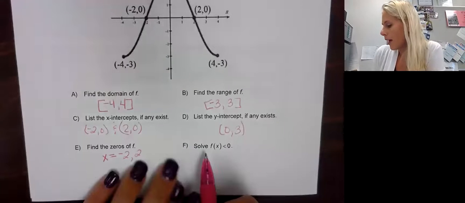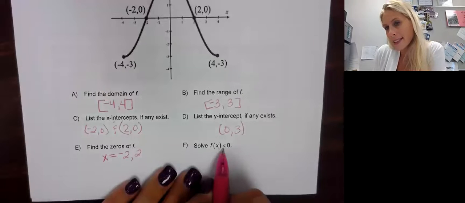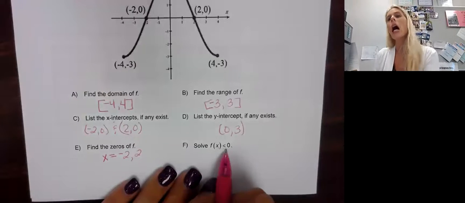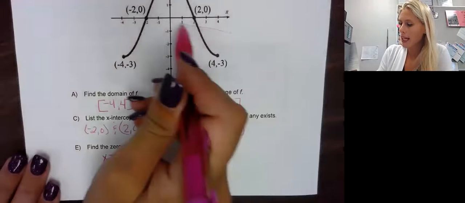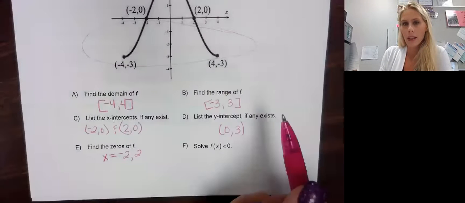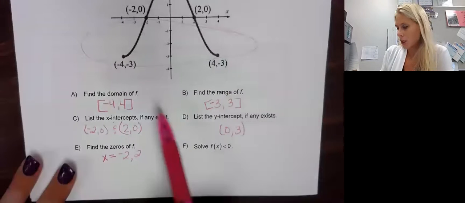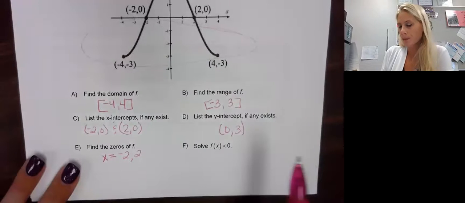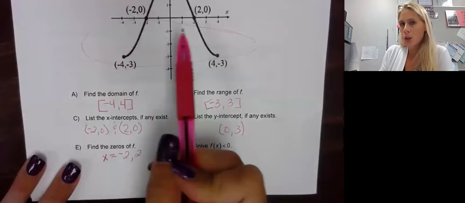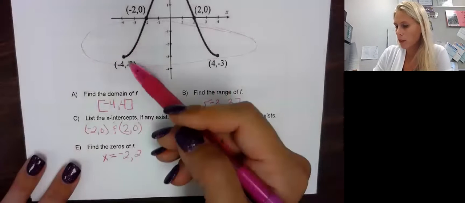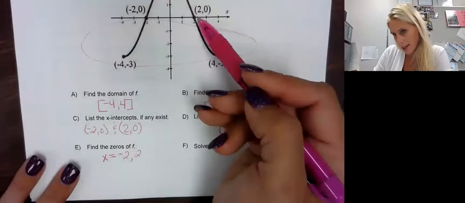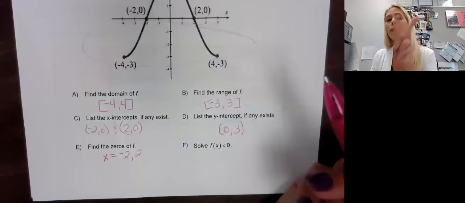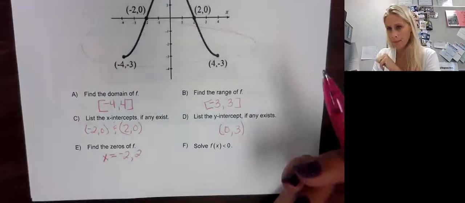Now, f of x is less than 0. So less than means under. So where is it under the x-axis? Right down here. Under. Less than is under. If you see here, there's 2 parts of the graph. Like if I were to follow it, I would have to lift up my pen to get to the other side to go down. So that means I'm going to have 2 intervals.